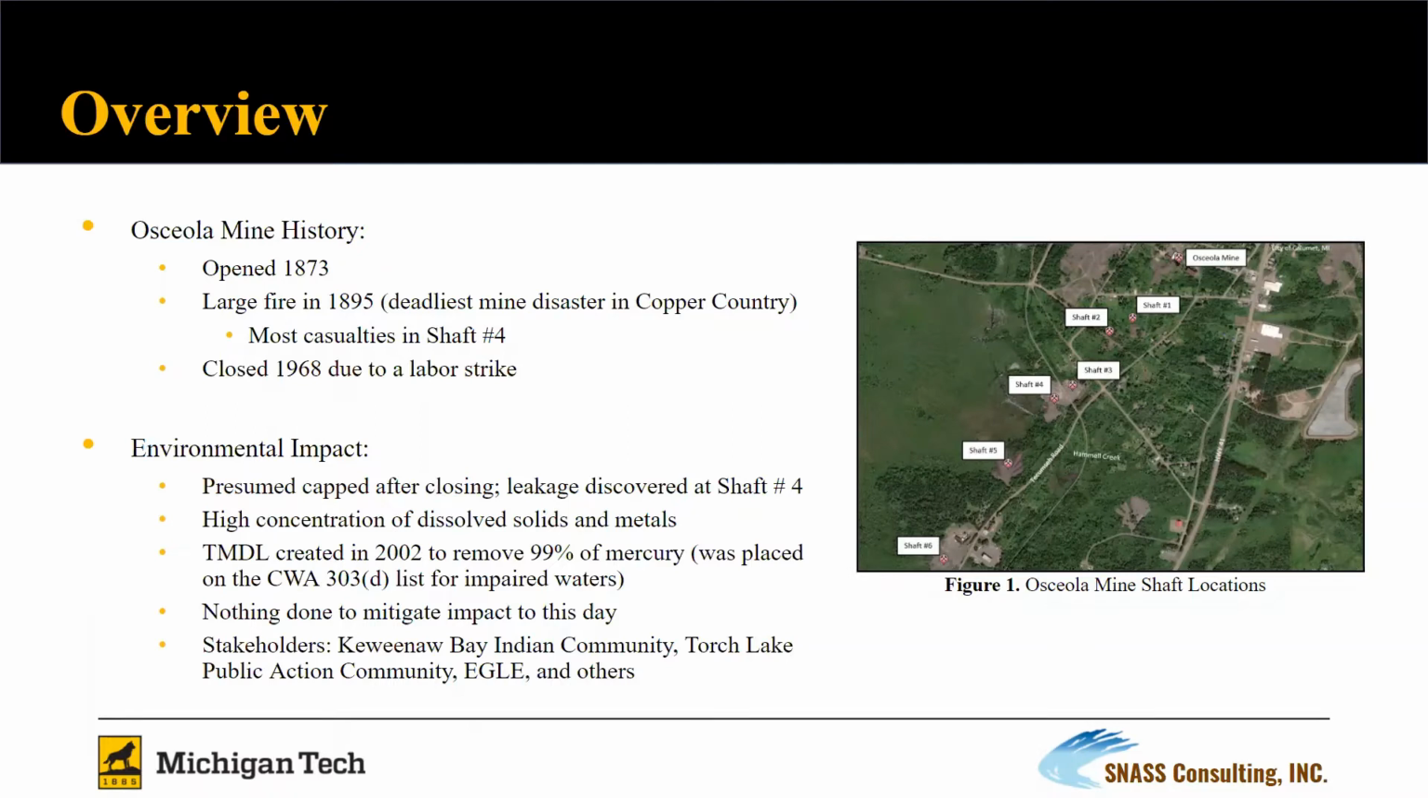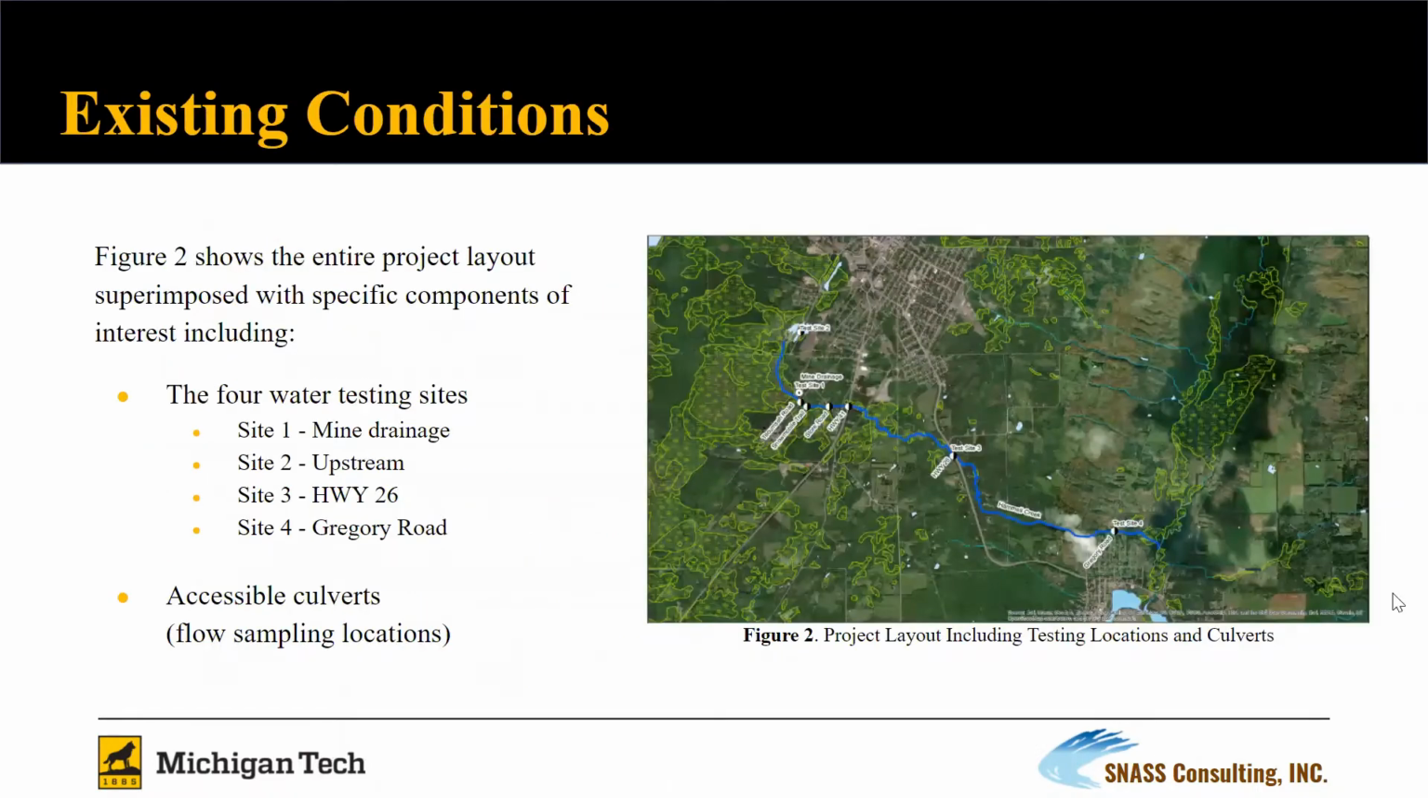We also wanted to include a list of stakeholders we feel would be impacted by this problem, such as the Keweenaw Bay Indian Community, Torch Lake Public Action Committee, Eagle, amongst others. So here's our entire project layout, including some important components such as the testing locations where we tested 4 locations with water quality parameters. We also included all of the accessible culverts where we sampled flow.